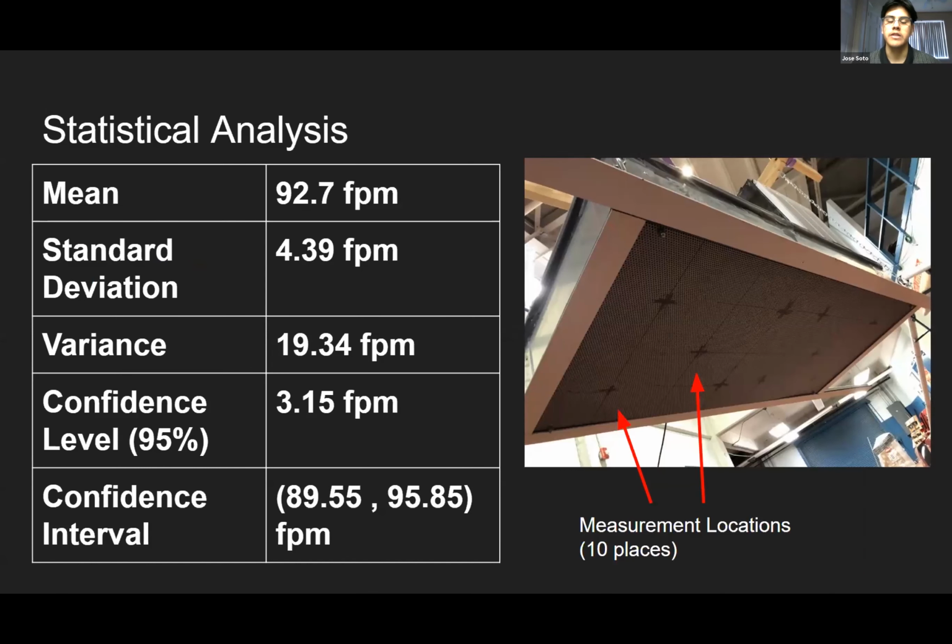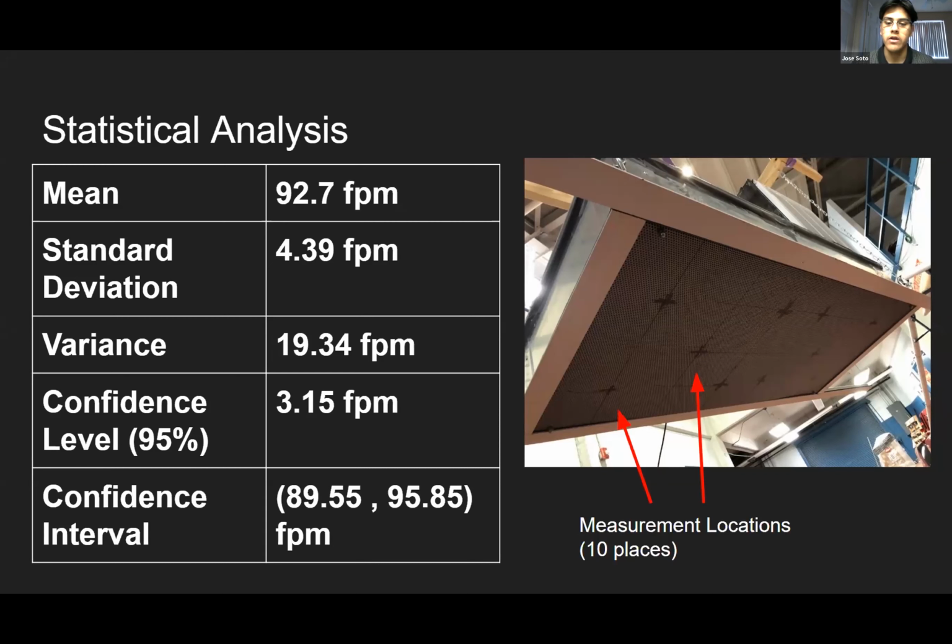Now I'd like to talk about a statistical analysis done on the system, specifically a confidence interval. The reason a confidence interval was needed was the fact that air readings underneath the unit, as you can see in the image on the right, will not be uniform. You could have a speed read on one side of the unit that could be completely different than a reading on the opposite side.